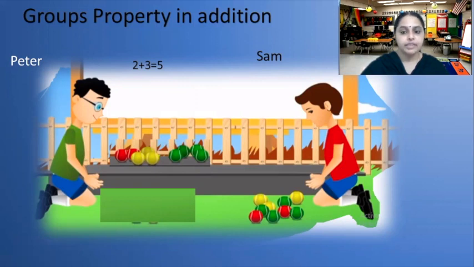Then what happens? He is adding the green balls to this answer. So red plus yellow is 5, and with that answer, Peter is adding the green balls. The number of green balls is 4. So 5 plus 4 is 9. So what did Peter do? Peter added red and yellow first, and with that answer Peter added the green balls, and the total number of balls with Peter is 9.